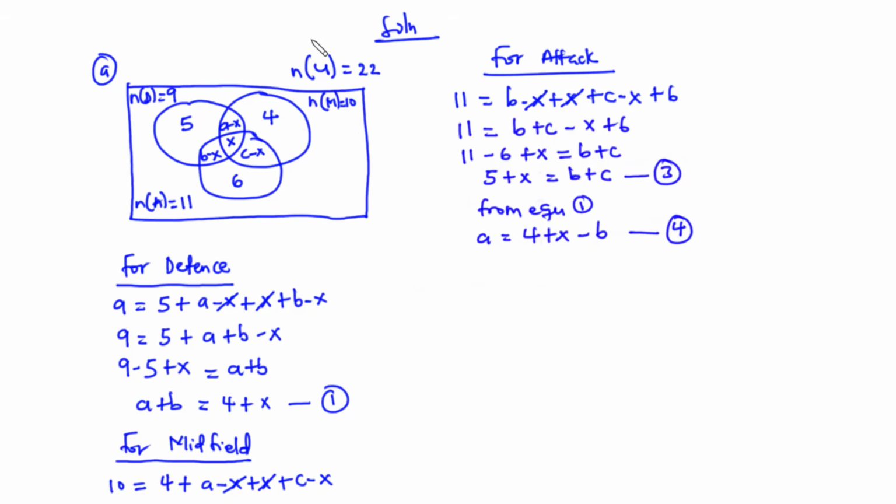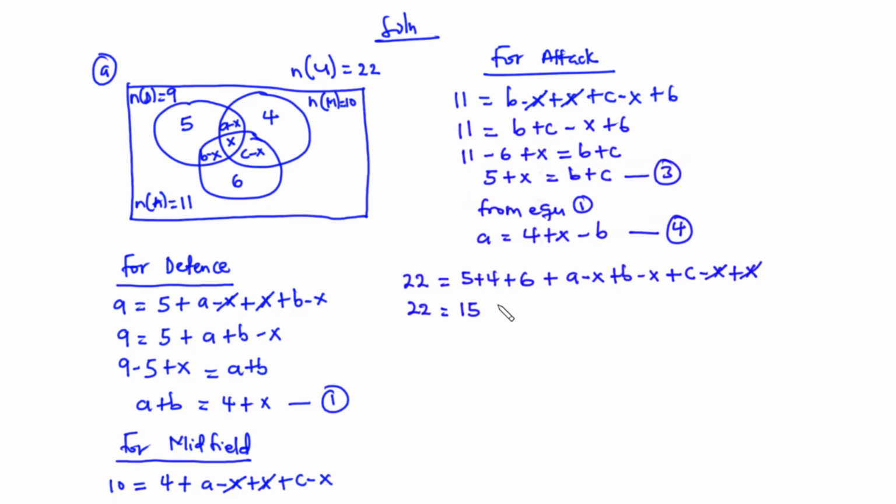Now let's consider the universal set. So members in the universal set sum up to 22. So we have 22 equals everything within the circles. So that is 5 plus 4 plus 6 plus A minus X plus B minus X plus C minus X plus X. 5 plus 6 is 11. 11 plus 4 is 15. Negative X cancels out positive X.